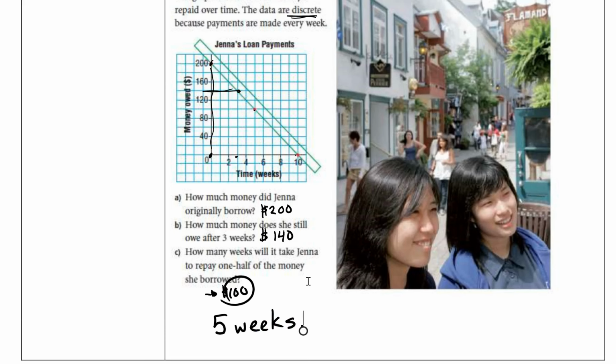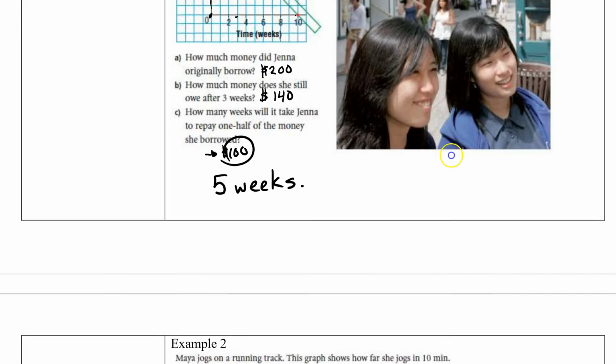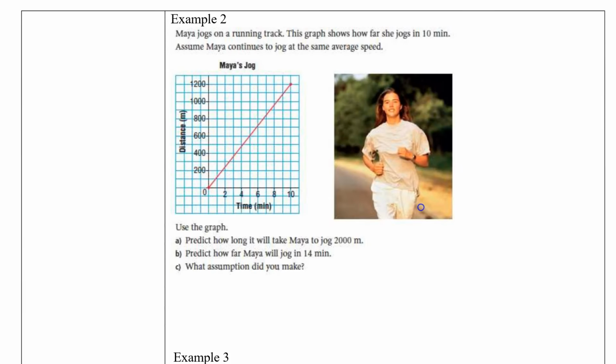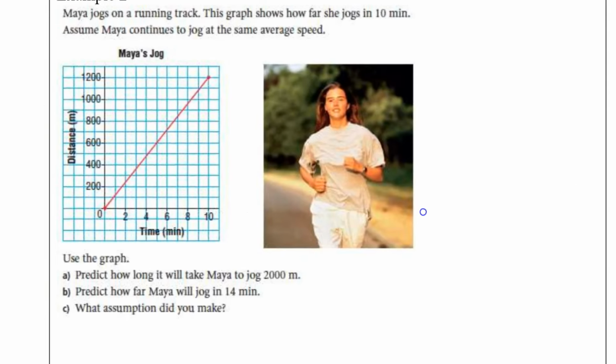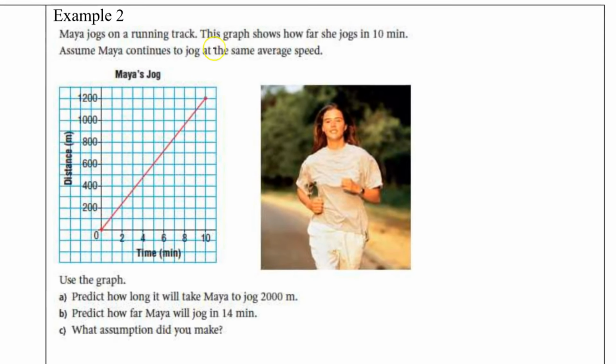Reading graphs can be easy if all of the data is contained within the graph. But what happens when you need to extrapolate? What happens when the data falls outside of the graph? So here we go, Maya. What a go-getter. So Maya jogs on a running track. This graph shows how far she jogs in 10 minutes. Assume Maya continues to jog at the average speed. So let's use the graph and predict how long it will take Maya to jog 200 meters.